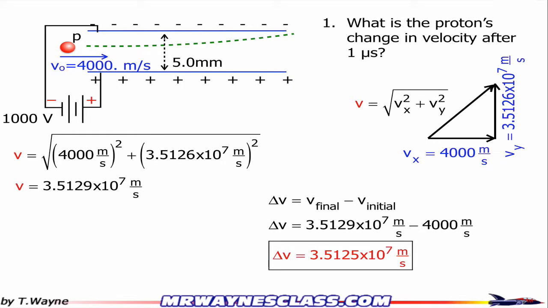So in this case, the change in velocity is the final, which is the 3.5129 times 10 to the 7, and that's the hypotenuse. And it looks like it's just the vertical one I calculated, but that's because horizontally it wasn't a big number, minus 4,000 meters per second. And that gave me a change in velocity of 5.3125 times 10 to the 7 meters per second.